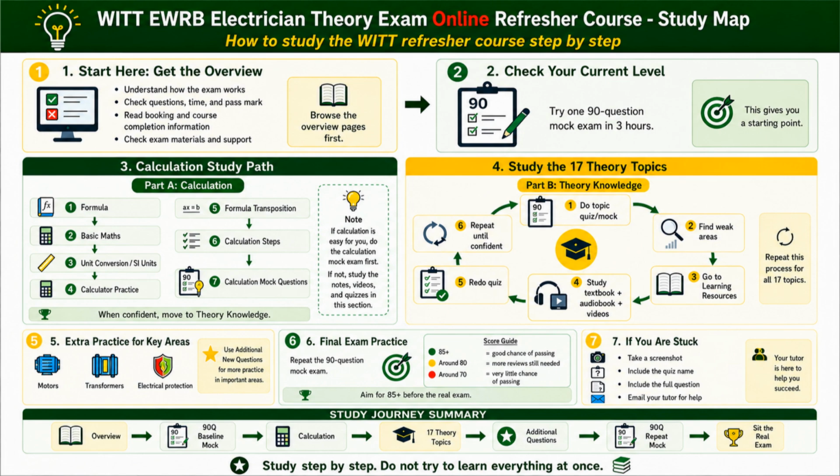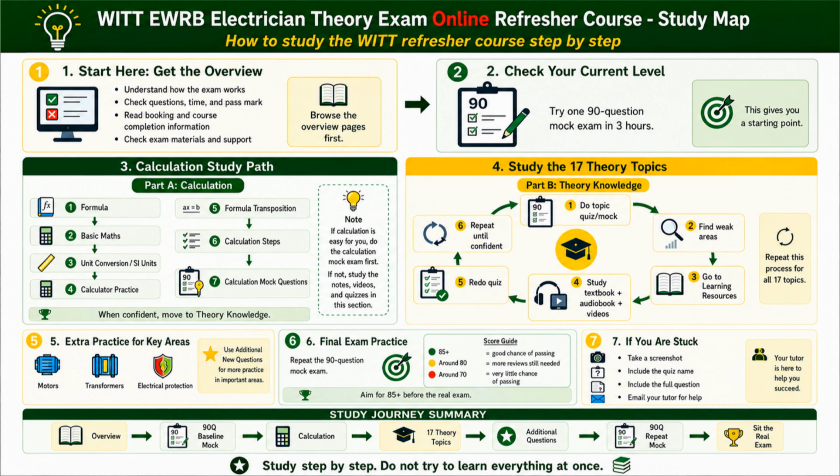After that, move to the calculation study path. The EWRB theory exam includes calculation questions. In this course, the calculation part is under exam formulae and math. This section covers formula, basic maths, unit conversion, SI units, calculator practice, formula transposition, calculation steps, and calculation mock questions. If calculation is easy for you, you can try the calculation mock questions first. If you are not confident, study the notes, videos, and quizzes in this section.